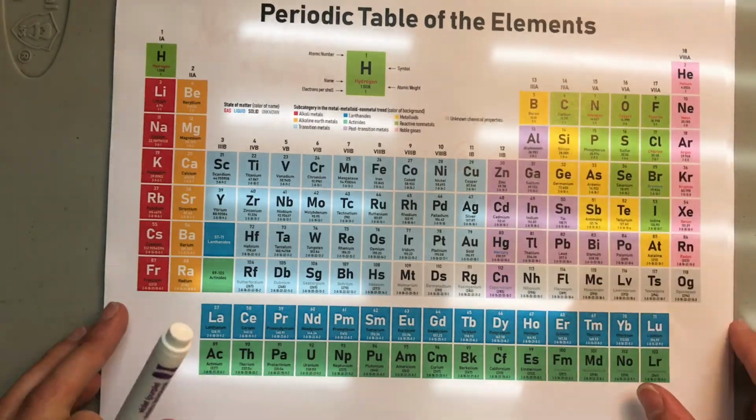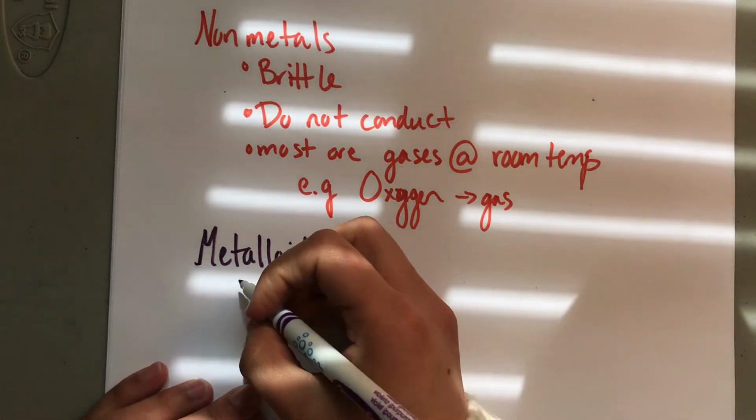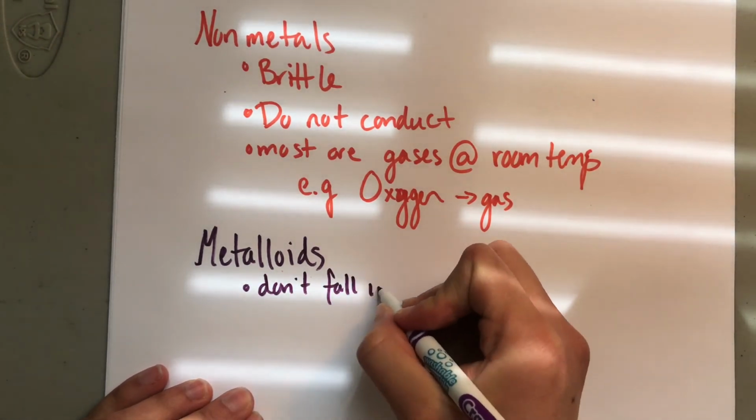Then we're going to talk about this yellow category. That's in between the step-like pattern. These are metalloids. They don't really fall into either category.